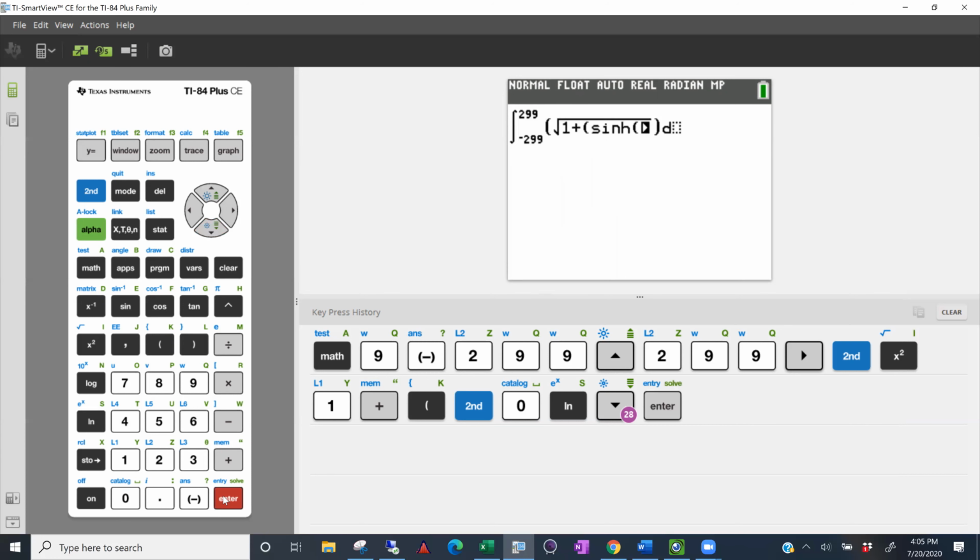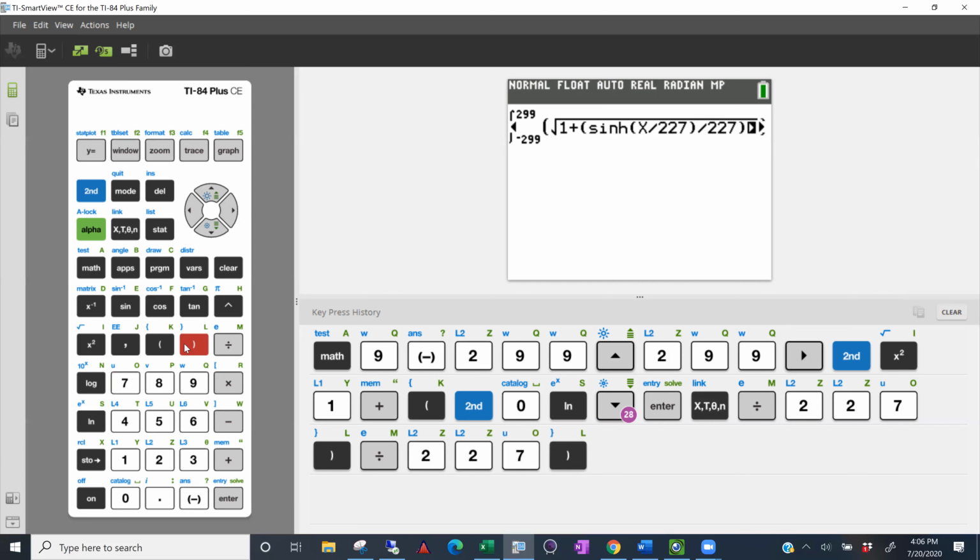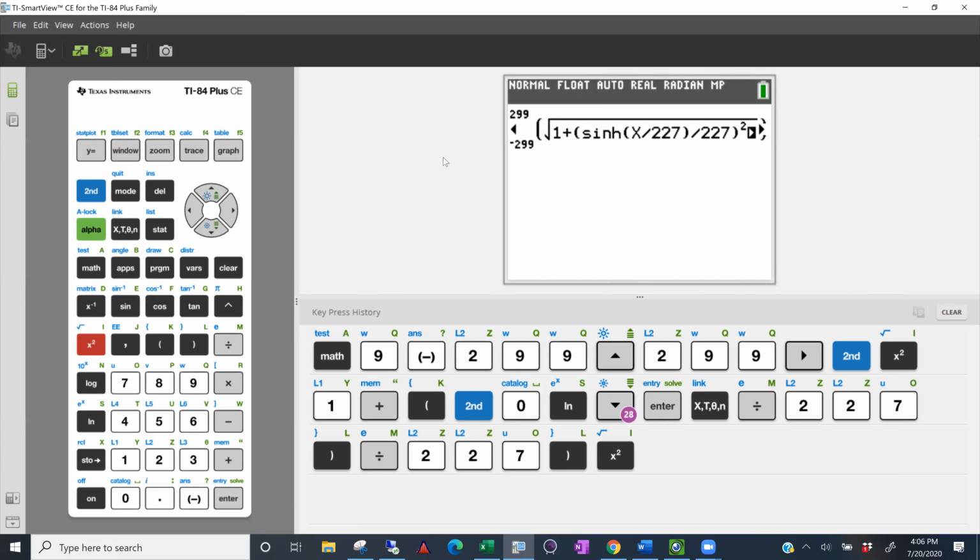But now I'll press the enter key. I want x divided by 227. Right parenthesis to close out the hyperbolic sine. And then to finish off the derivative, that was divided by 227. Right parenthesis, and then a squared key. Let me make sure my parentheses are balanced. Left parenthesis, right parenthesis, left parenthesis, right parenthesis. So we're looking good there. Finally, I can hit the dx term.